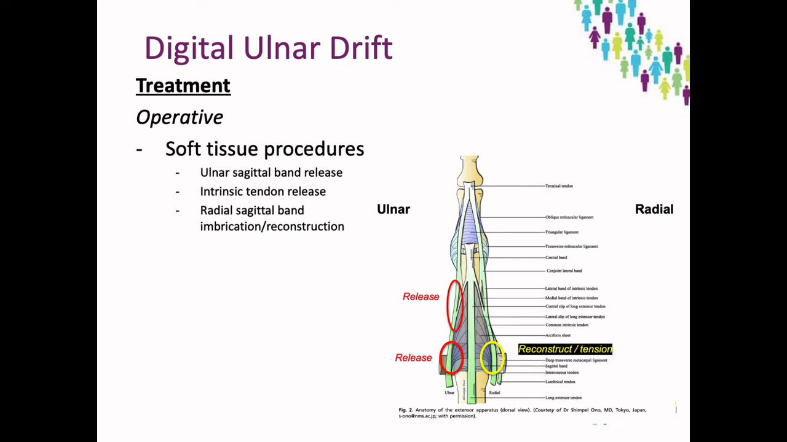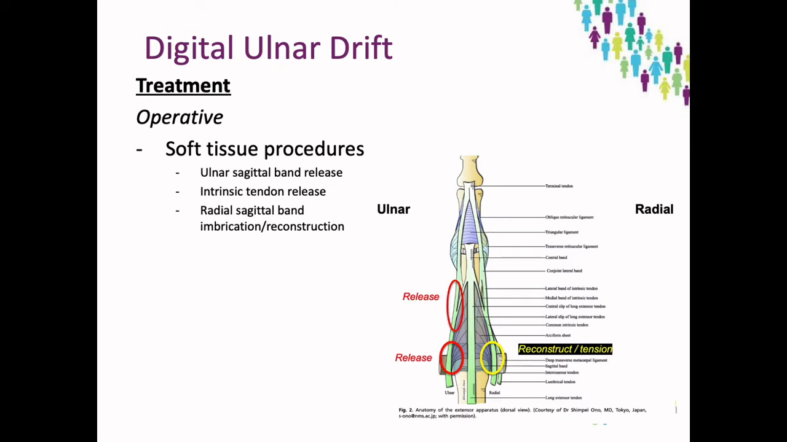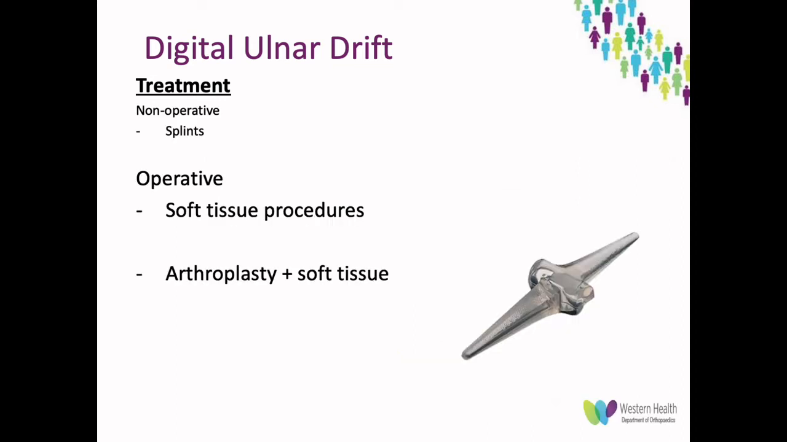In early disease, soft tissue procedures can be performed. You can release the ulnar-sided deforming structures, so the ulnar sagittal band and the intrinsic tendons, and imbricate or reconstruct the radial sagittal band, reconstructing using an ulnar slip of the extensor tendon. Where the joint is destroyed, MCP arthroplasty as well as soft tissue rebalancing can be an option.